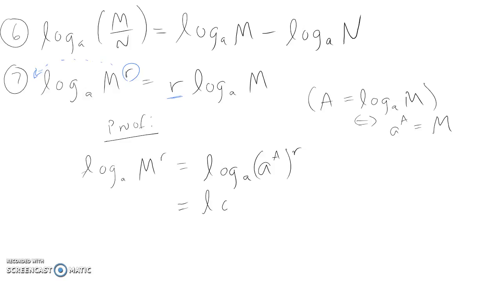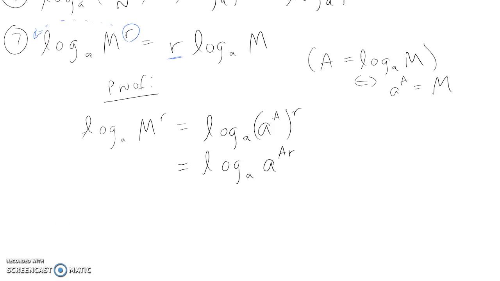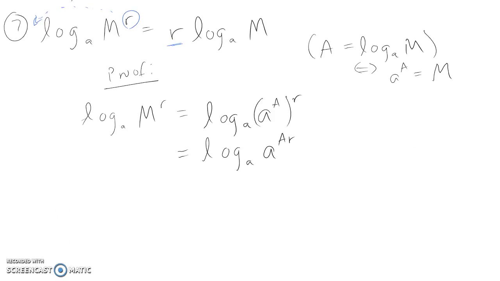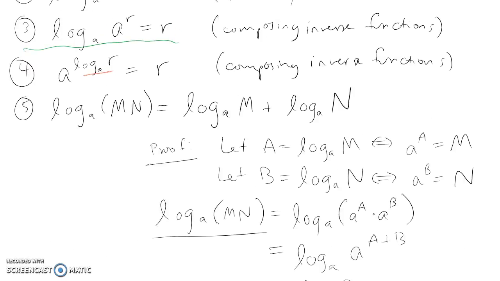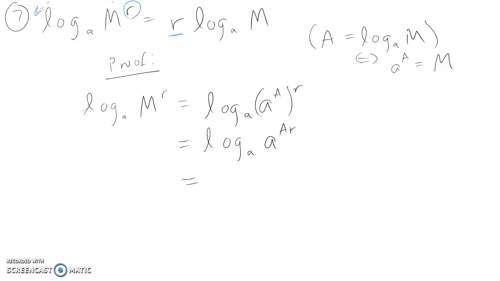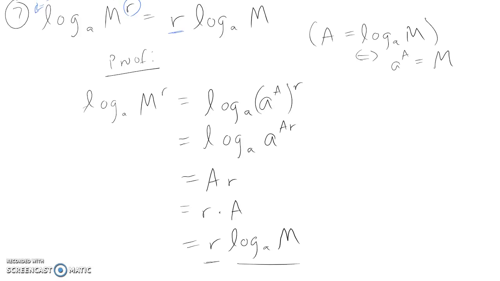We know that if we take an exponent and raise it to another exponent, we get a to the A times r. And then if we apply property 3, again, let's go back and look at property 3, this one that I have underlined in green, we know that this whole thing is going to be equal to A r. Well, A r is the same thing as r times A, isn't it? What was A? Well, A was the log base a of m. So notice that exponent became a factor times the logarithm. That one is really incredibly useful. You're going to use it all the time.